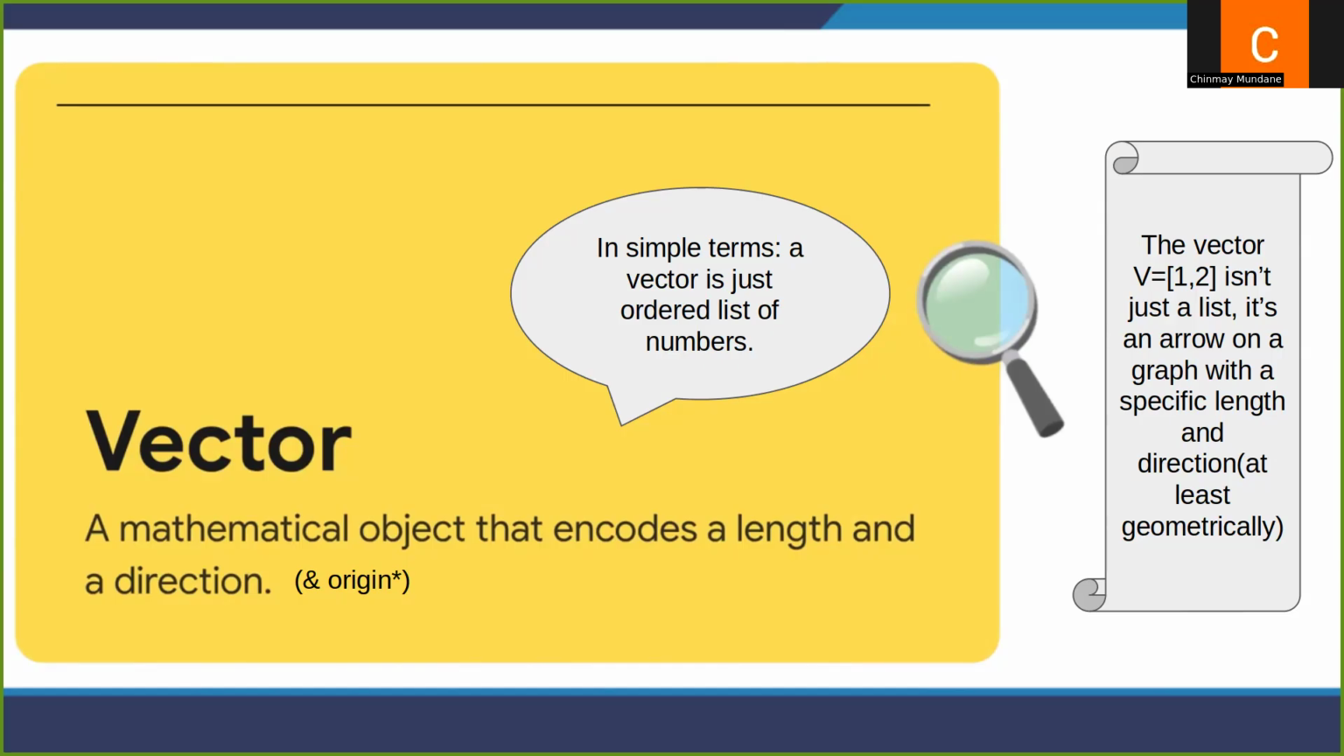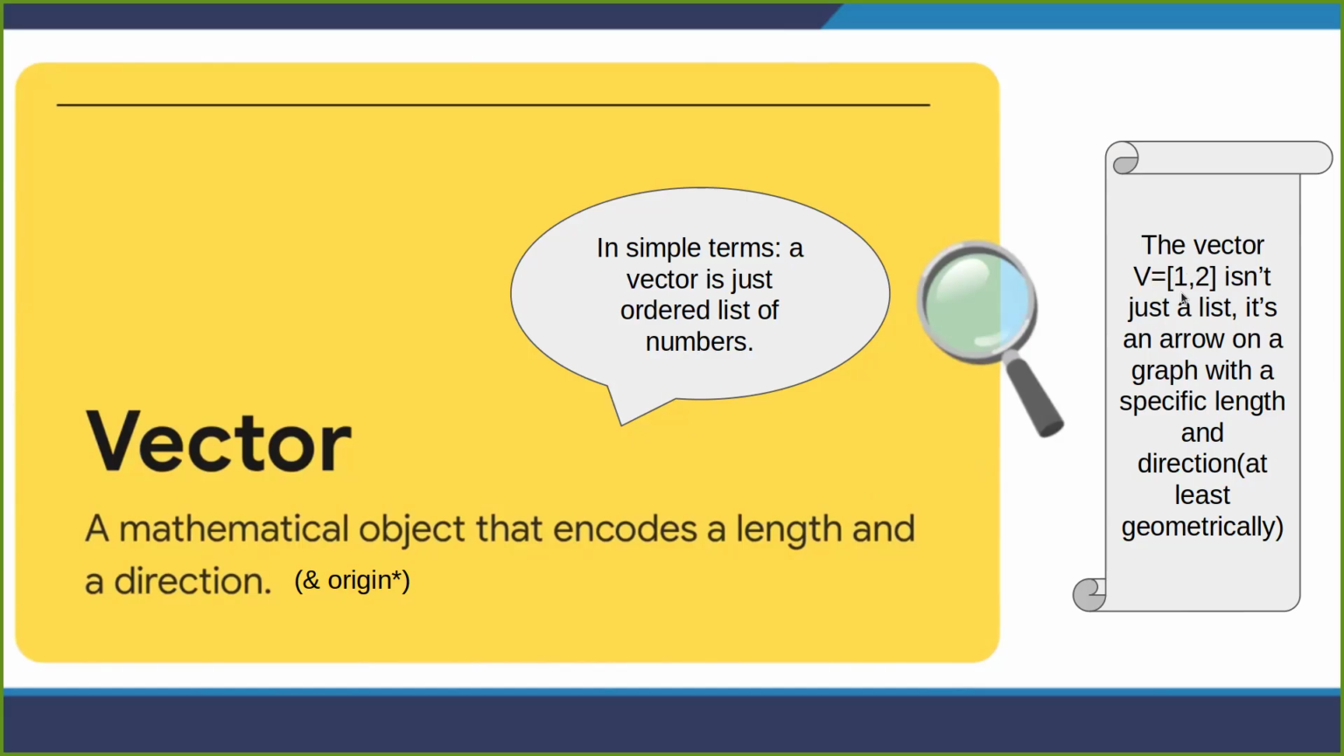Now, a vector v equals 1 comma 2 isn't just a list. What do I mean by this? In simple terms, you can just assume that a vector is an ordered list of numbers. So a vector is nothing but 1 comma 2. So this is like a list only. But what's the basic idea behind it? It is an informed set of numbers. These numbers tell you something about this vector.